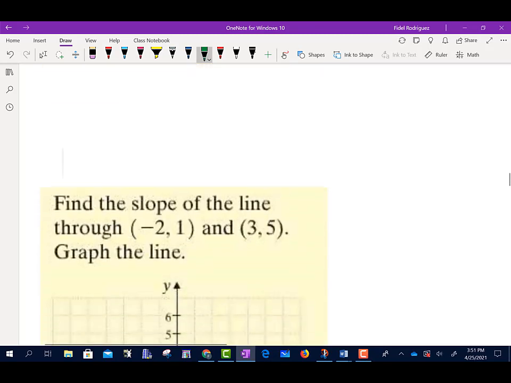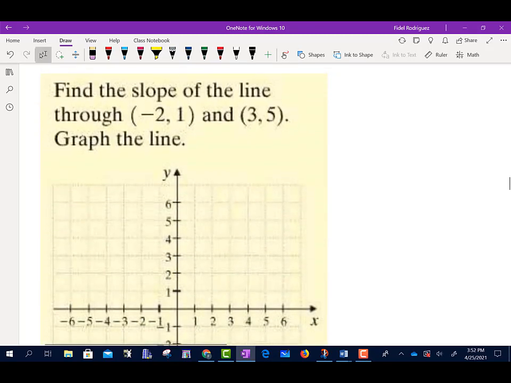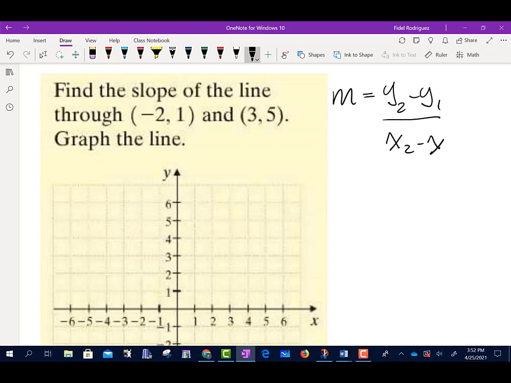Let's do the same thing. Here's another problem, done exactly the same way, okay? So the first thing I'm going to do is write the formula that we had on the previous page. Okay, that's my formula. Because this is my first point, I'm going to call it X1 and Y1. And because this is my second point, I'm going to call it X2 and Y2.